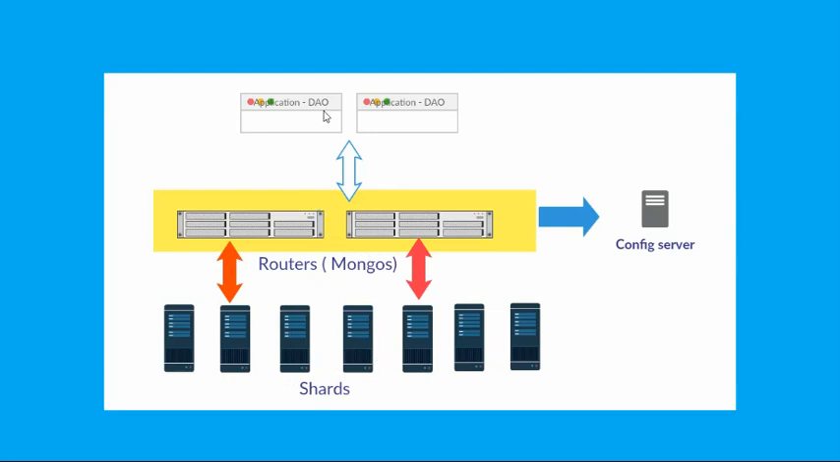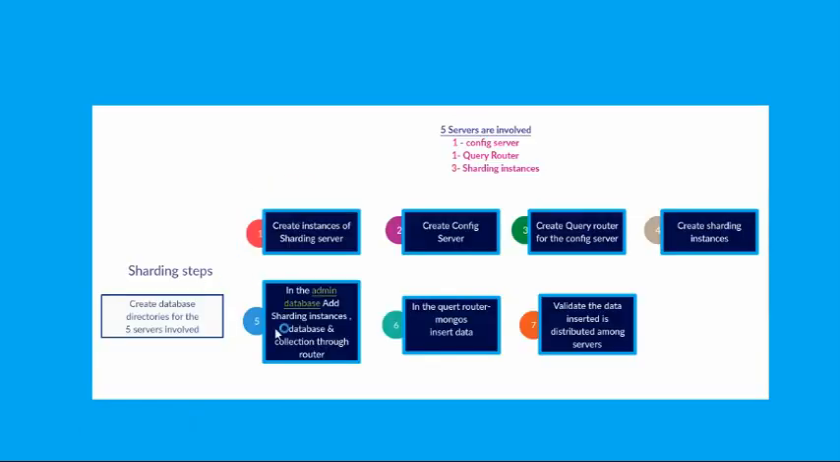The routers will be communicating with the application, whereas the data about the shards will be kept in the config server. So the config server holds the metadata, whereas the router is for redirecting the queries to the particular shards, and shards hold the real data. A collection will be partitioned and distributed across the shards using a particular shard key. So these are the simple 6 steps we'll be seeing in the course to demonstrate sharding.